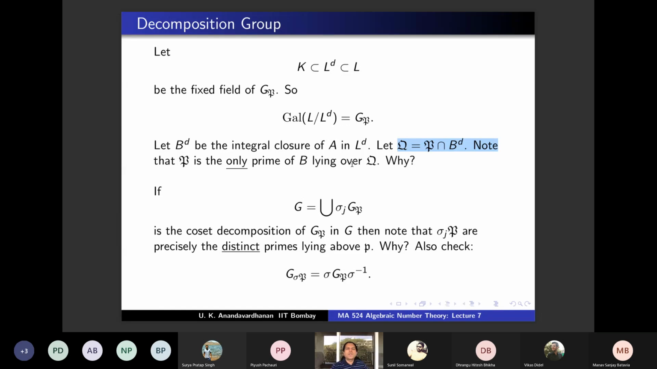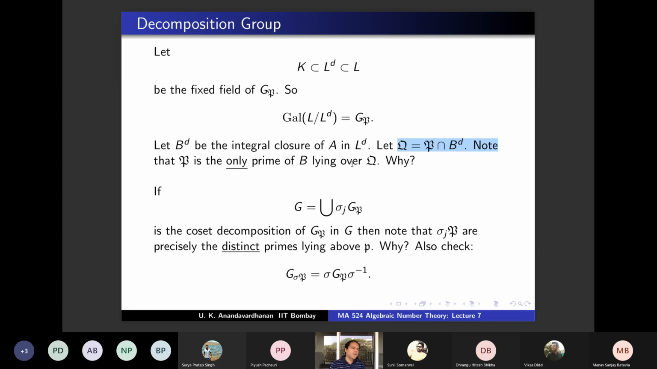Now you ask the question. Suppose K is there, L is there, and take a subfield E. Does it have this property? What is the property that I have in mind? P is the only prime lying over the corresponding prime in E. What is the corresponding prime in E? You just take P intersection E. P intersection E is an ideal, and suppose E has the property that P is the only prime lying above P intersection E.